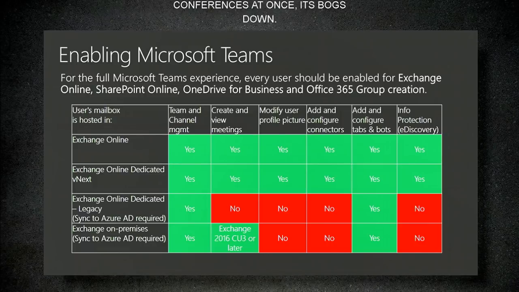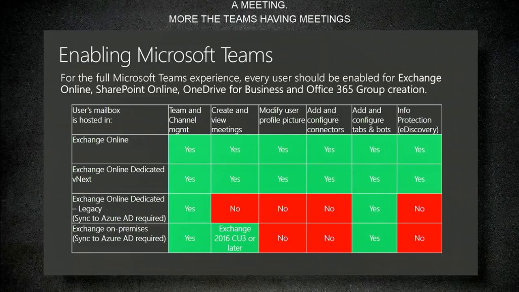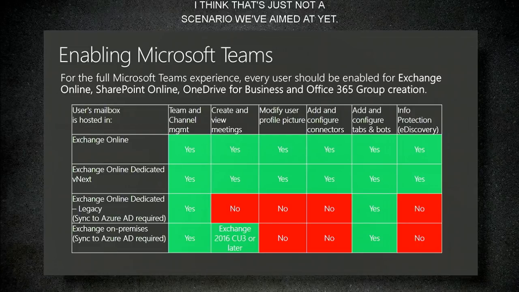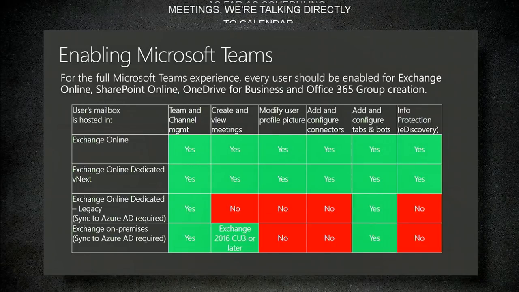I don't think that's a scenario we've invested in yet, the bulk management. We've really been focused on scheduling a meeting for the scenario of teams having meetings. We're talking directly to Exchange calendaring when we schedule a meeting, and scalability or scheduling too many meetings has not been an issue that we've come across so far. But specifically, we haven't done anything for the bulk case.